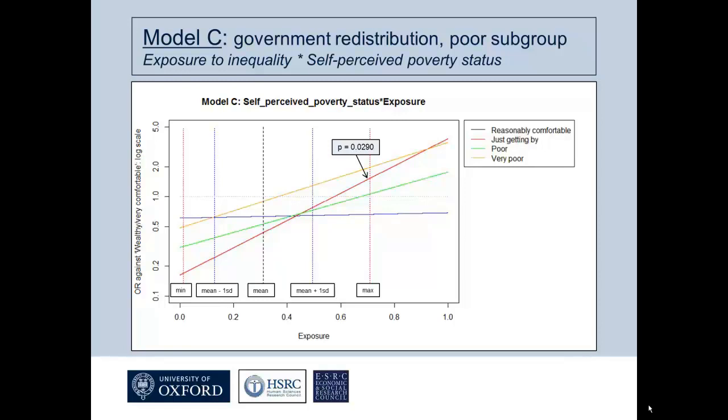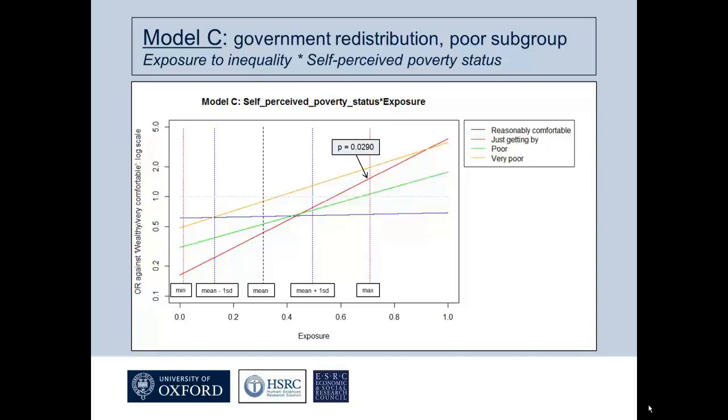The interaction coefficients for the poor and very poor groups are positive, but of a somewhat smaller magnitude than the interaction coefficient for just getting by, and, unlike just getting by, the interaction coefficients for poor and very poor are not significantly different to that for the wealthy or very comfortable group. It may be that the relatively small number of respondents in the Model C dataset that regard themselves as wealthy or very comfortable is the reason why the poor and very poor interaction coefficients are not presented as significantly different to wealthy or very comfortable.